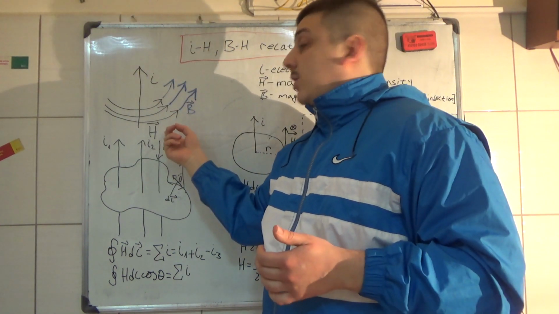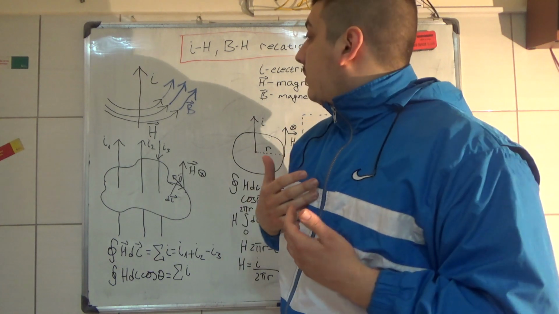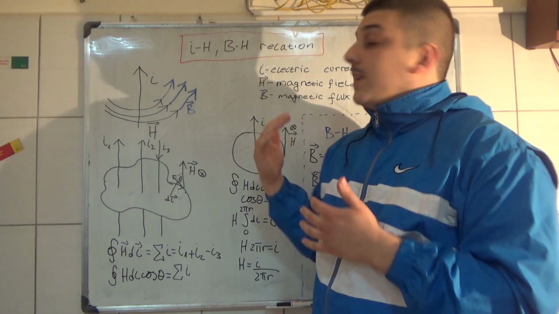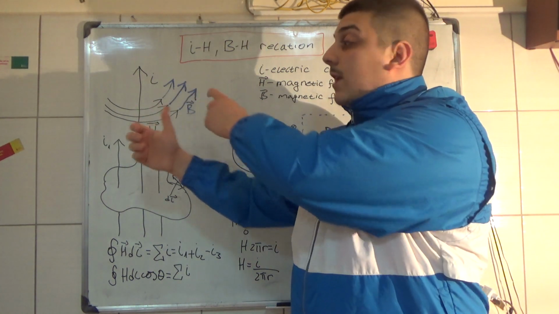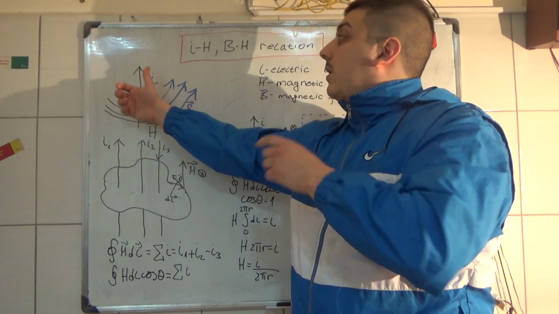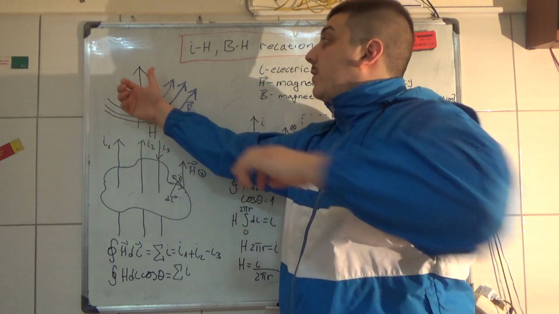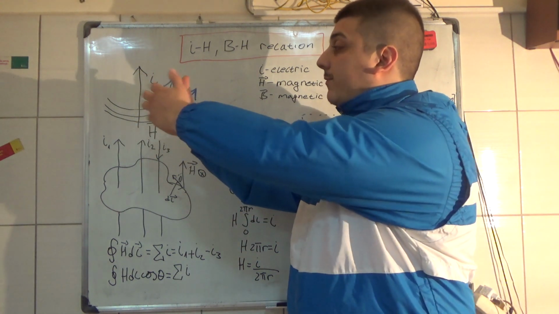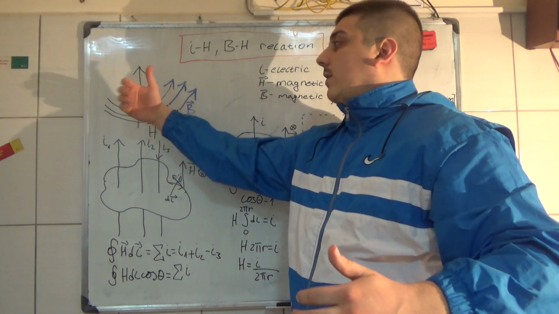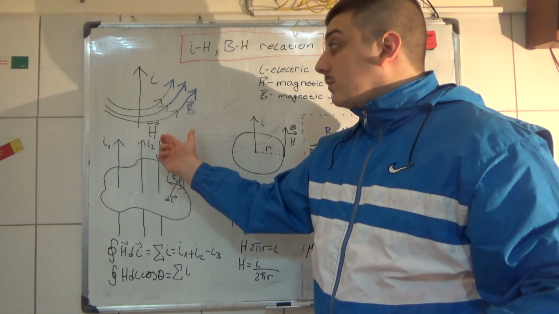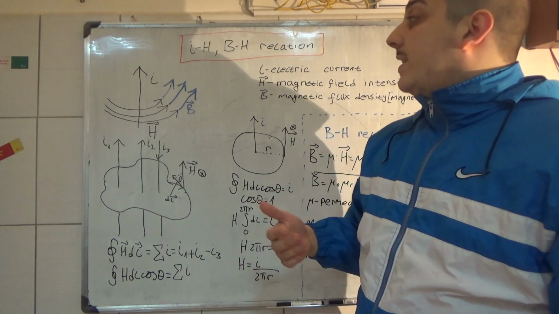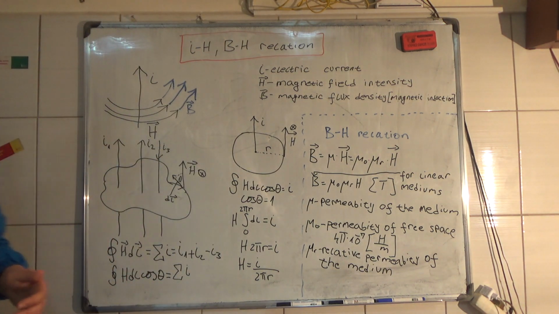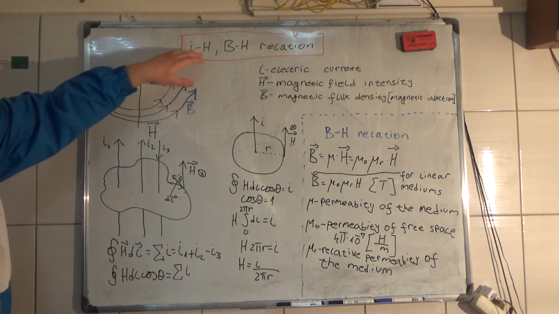How do you know the direction of this magnetic field intensity? Well, the right hand rule. The right hand thumb shows the direction of the current, and the other fingers show the direction of the magnetic field intensity. And that's kind of it. So this is the IH relation.